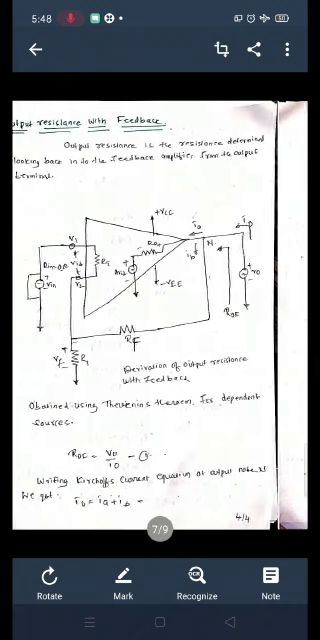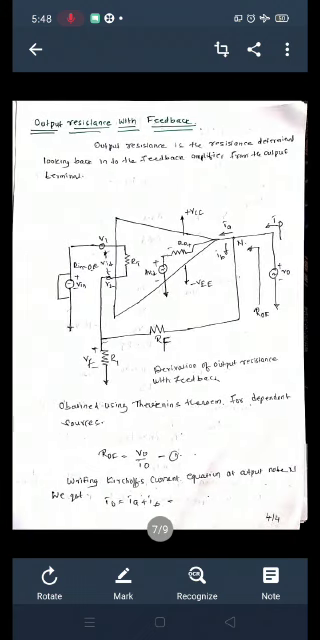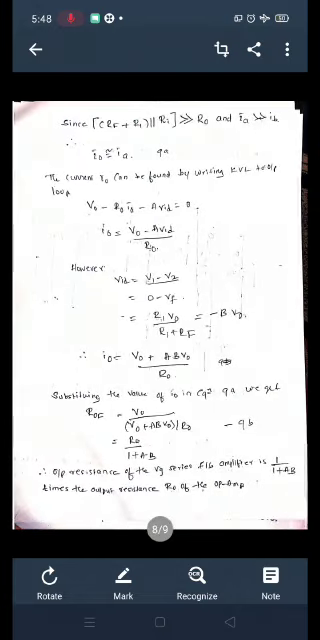When we apply the KVL for this output loop, the equation becomes V0 minus R0 into I0 minus A into VID is equal to 0. Therefore the output current is equal to V0 minus A into VID divided by the output resistance R0. But you know that the differential input voltage is nothing but V1 minus V2.